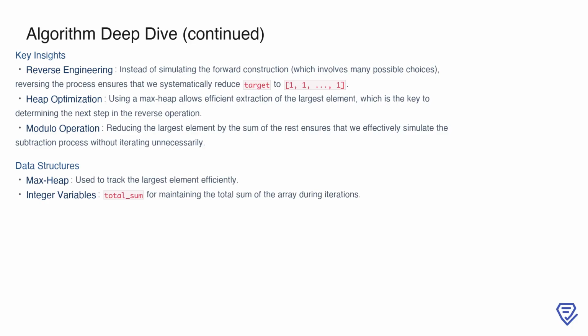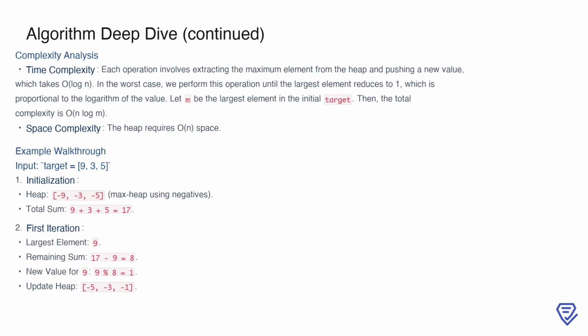Together, these techniques ensure that we handle the problem systematically and avoid unnecessary computations. The data structures used include the max heap for efficient access to the largest element and integer variables, such as total_sum, to track the sum of the array during iterations. Analyzing the complexity of this algorithm, the time complexity is determined by the operations on the heap.